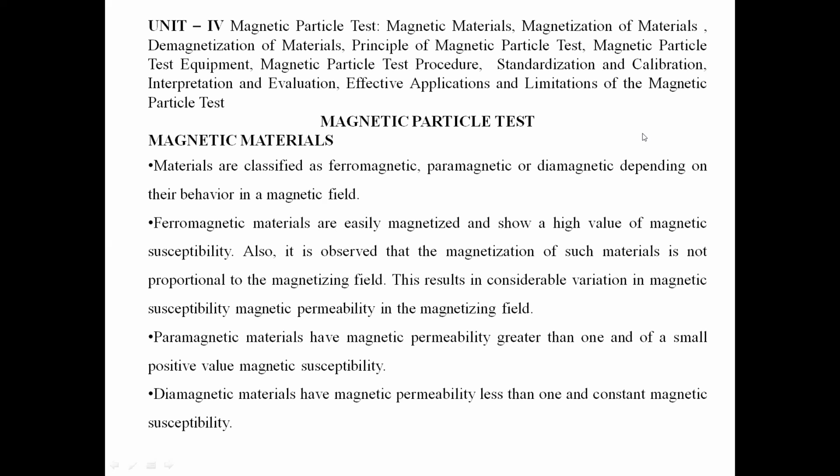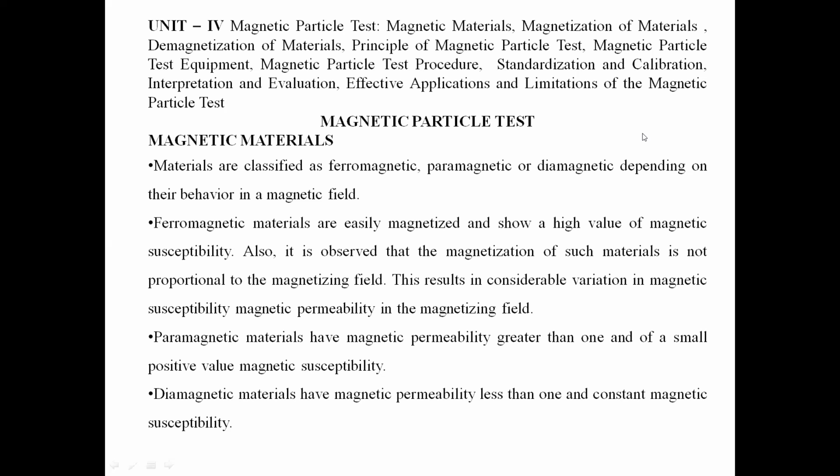First one is magnetic materials. What are the different types of magnetic materials? And magnetization. What is meant by magnetization? What are the different methods used for magnetization of materials? And the next concept is demagnetization. What is demagnetization? How to do this demagnetization after completion of test? What is the need of demagnetization? And what are the different methods used for demagnetization of materials? This is the next concept.